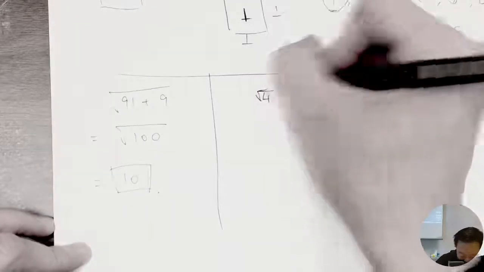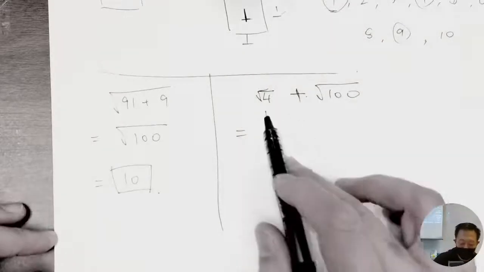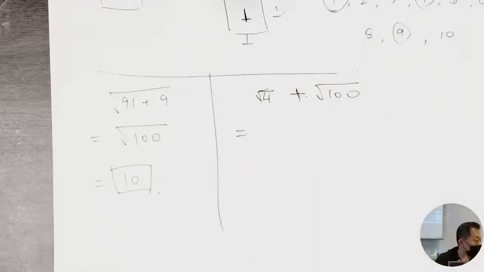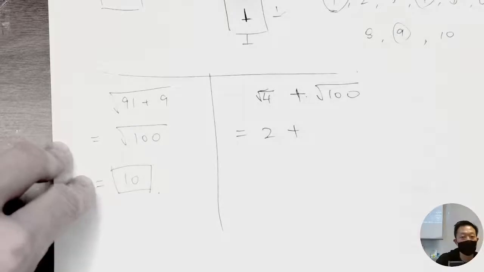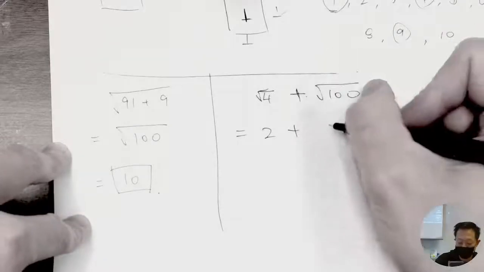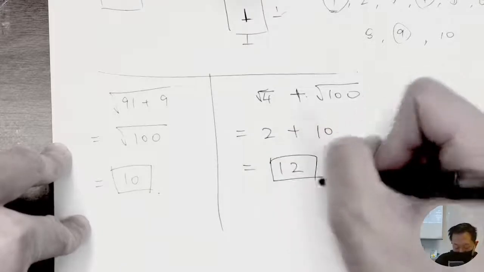Next one: square root of 4 plus square root of 100. In this case, I'll solve each individually and then add them together. Square root of 4, I'm looking for two numbers that multiply to 4. 2, yes. Plus the square root of 100, which is 10, and the answer will be 12. Box your answer.